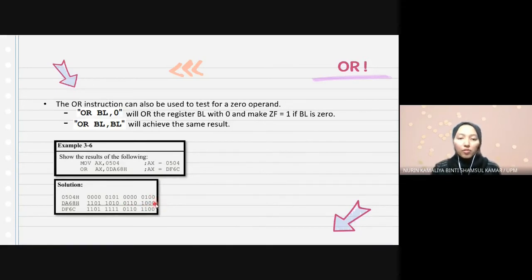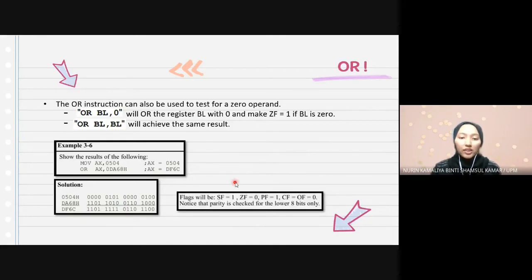So both data values, we will OR them, and we get 0 plus 0 is 0, 0 plus 1 is 1, 1 plus 0 is 1, 1 plus 1 is 1, and so on. And the final result you will get is DF6C. So the flag setting will be SF equals 1, ZF equals 0, PF equals 1, and CF and OF will reset to 0. Notice that parity is checked for the lower 8 bits only.